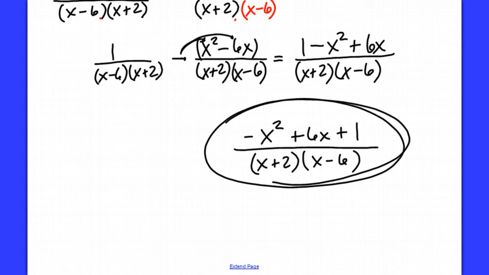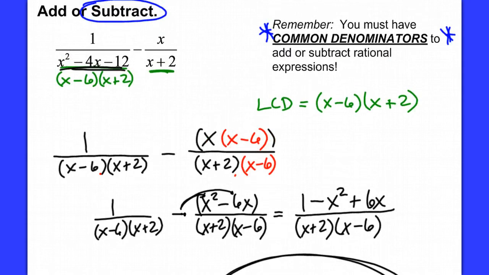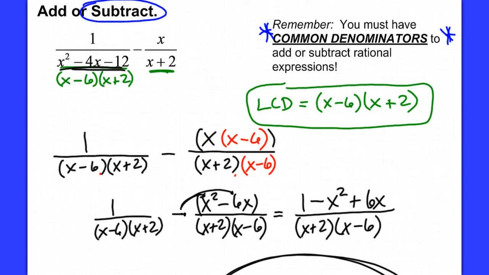So again, just recapping, anytime we add or subtract, we must identify what that least common denominator was. In this case, it was x minus 6 times x plus 2. So we wanted to get x minus 6 times x plus 2 on the bottom of both of our fractions. So to do that, we had to multiply in an x minus 6 here in this second fraction. And the way we did that, we did it on the top and the bottom. We distributed it out and then combined our numerators to get our final answer.